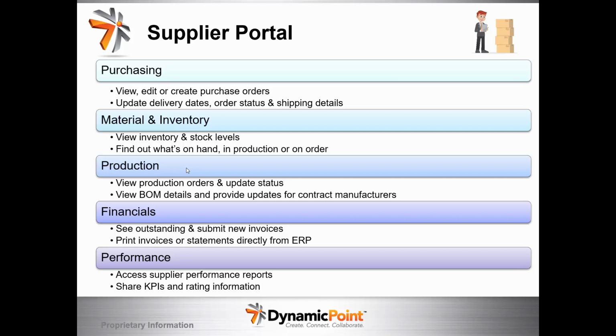Production, view production orders and update statuses, view bill of materials, provide updates for contract manufacturers. Financials, see outstanding and submit new invoices. Print invoices or statements directly from your ERP application. Supplier performance, KPIs, maybe you want to show your suppliers how they're performing such that they have the capability to improve upon that.